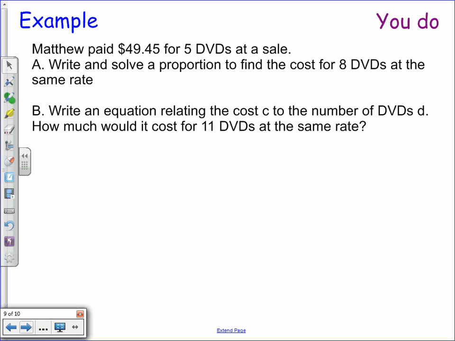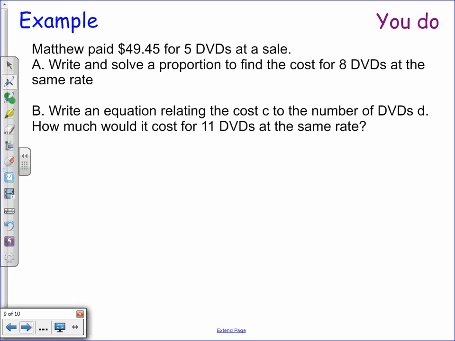All right, you try this one. It's a 2-part question. Matthew paid $49.45 for 5 DVDs at a sale. First of all, I want you to write and solve a proportion to find the cost for 8 DVDs at the same rate. Then, secondly, I would like you to write an equation relating the cost, C, to the number of DVDs, D. How much would it cost for 11 DVDs at the same rate? So basically, similar to the problem I just worked, you're going to solve a proportion, then you're going to write an equation. Okay? Good luck.